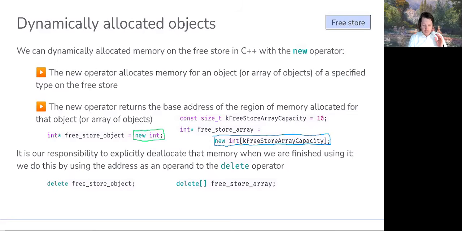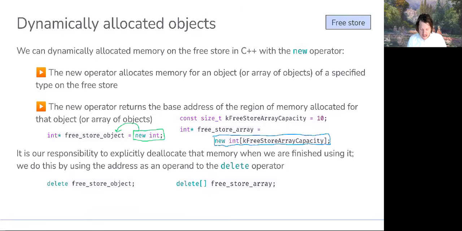Now notice that in both cases, an address is going to be returned. Where do we store that address? The only type of object we're familiar with up to this point that stores addresses is an object of the pointer type. So in this case, free store object is a variable. It is a named object residing on the stack that is going to store the address of our new integer object. So new returns an address, and that address gets stored in free store object.